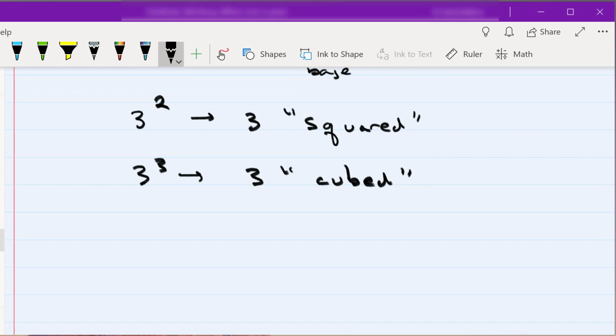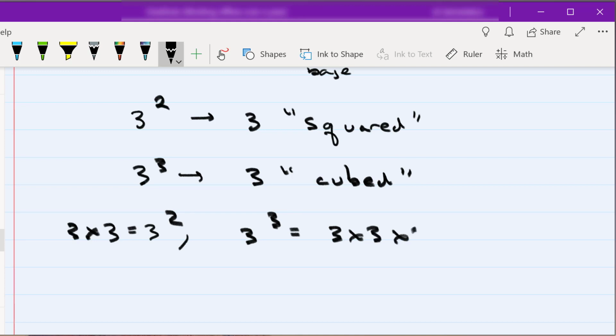Therefore, 3 to the power of 2 can be read as 3 squared, and 3 to the power of 3 can be read as 3 cubed. So 3 squared is just 3 times 3, and 3 cubed is 3 times 3 times 3.